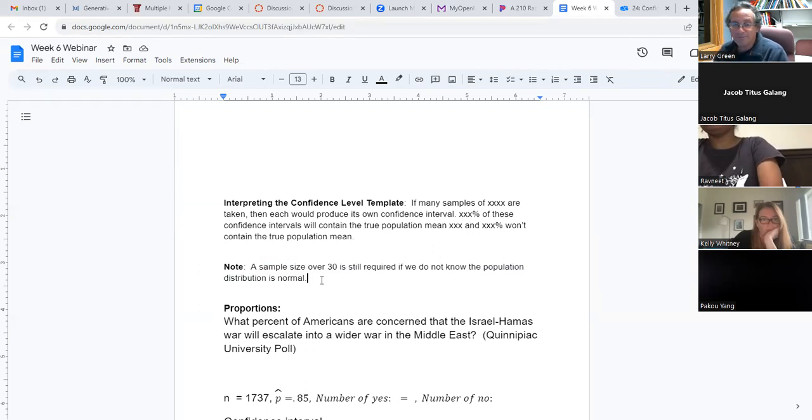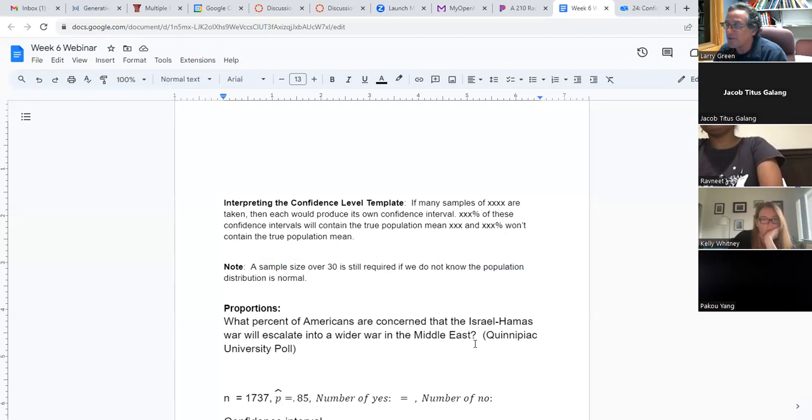Okay. So I went online and I looked up a study that was done recently. This is a Quinnipiac University poll. And so the question is, this is what they want to know about: what percent of Americans are concerned that the Israel-Hamas war will escalate into a wider war in the Middle East? Okay, because we don't want this to be the next World War. We don't want this to be World War III. And by the way, I hope none of you want this to be World War III. That would be just bad.